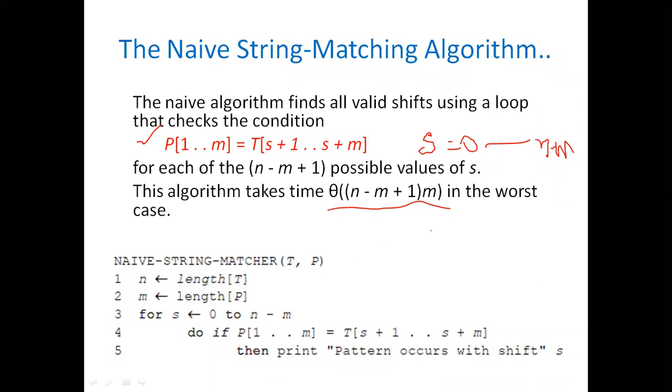Sir, in this formula, where does the plus 1 come from? s equal to 0 is the first, when there is no shift. And n minus m is the number of shifts.